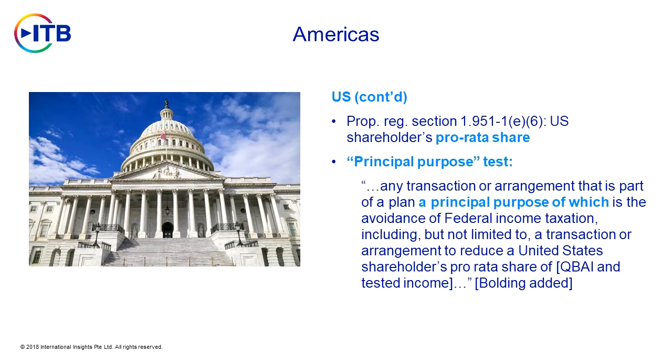Any transaction or arrangement that is part of a plan, a principal purpose of which is the avoidance of federal income taxation, including but not limited to a transaction or arrangement to reduce a United States shareholder's pro rata share of QBAI and tested income. You will note that this refers to a principal purpose, not the principal purpose.